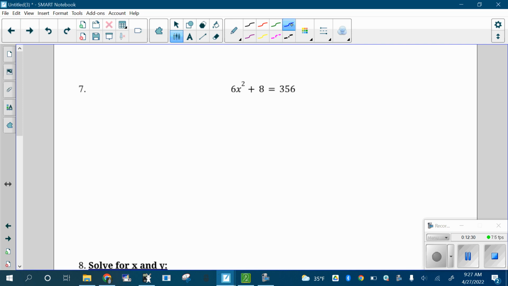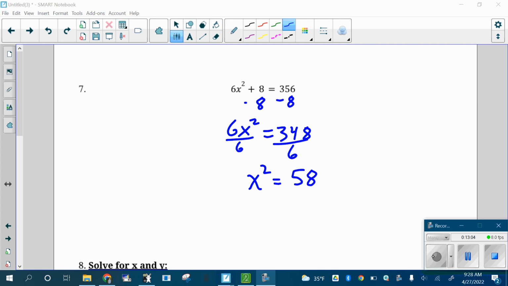A couple more equations here. This one's got an x squared in it, but it doesn't have an x. So it just has an x squared and numbers. I can solve this using square roots. I'm going to try to get the x squared by itself, and then I'm going to square root both sides. In order to get the x squared by itself, I'm going to subtract 8 from both sides. I'm going to divide both sides by 6. You can use your calculator.